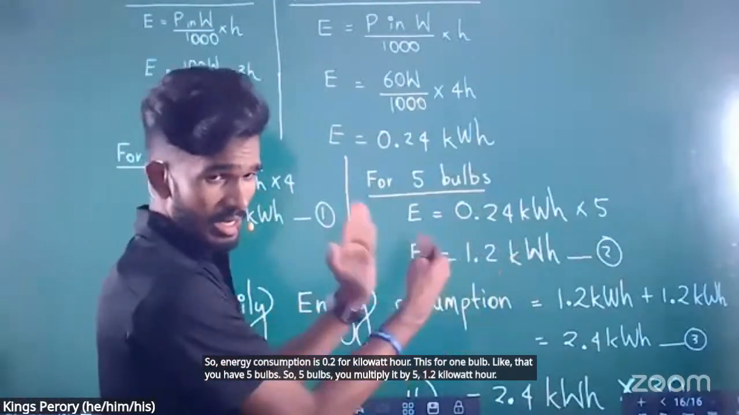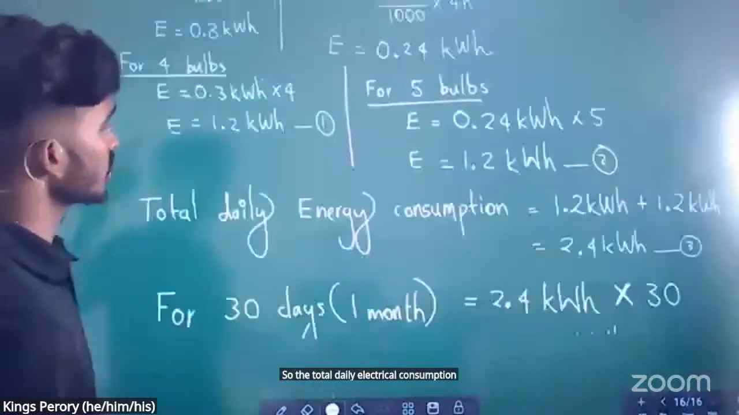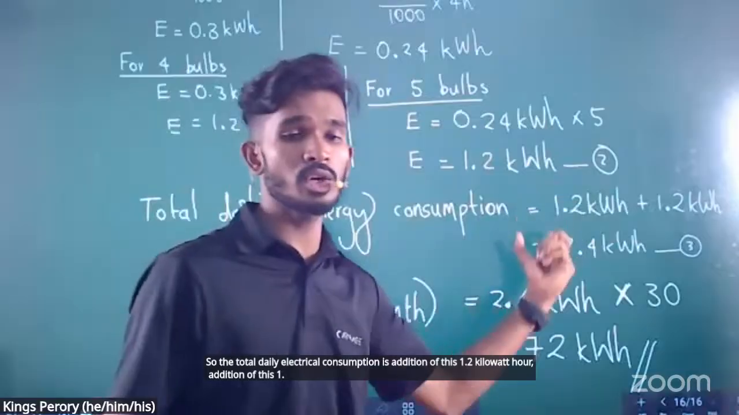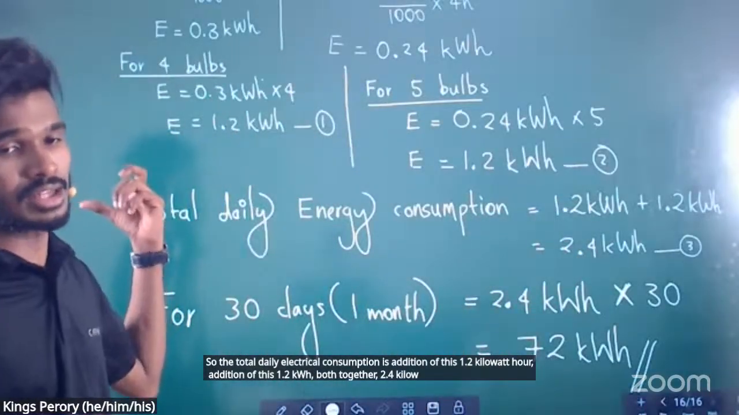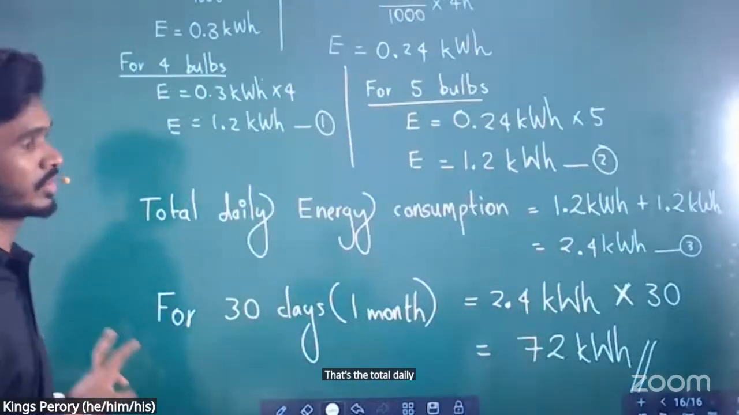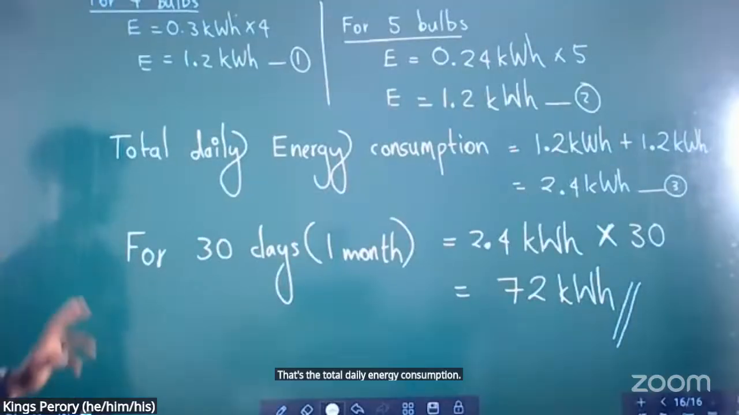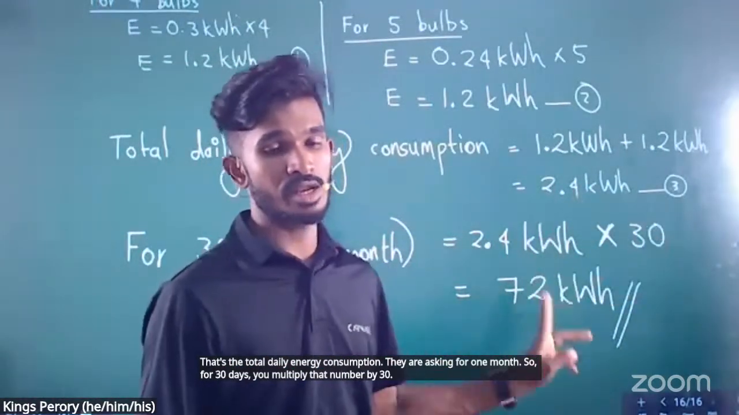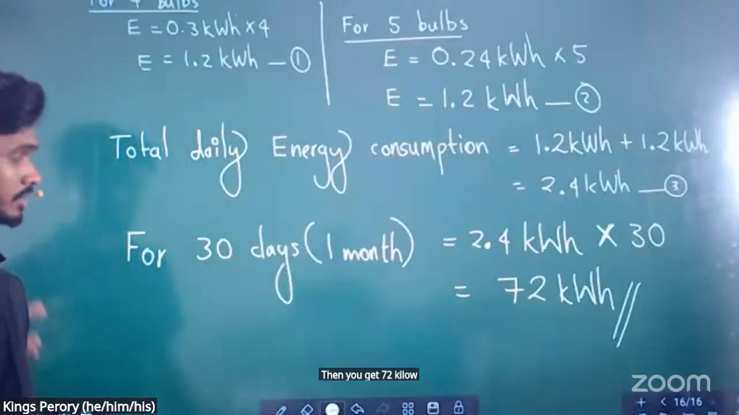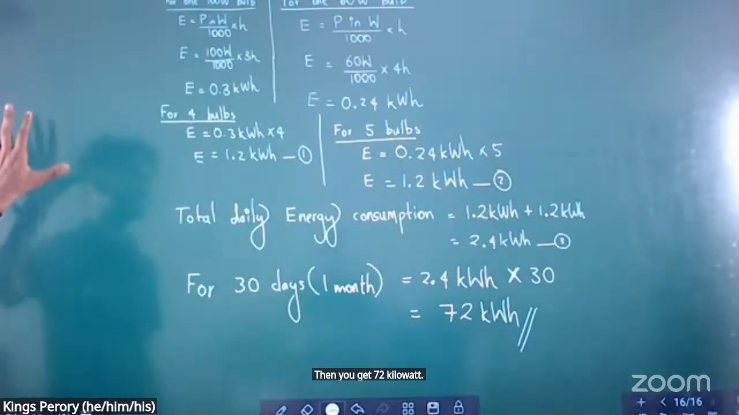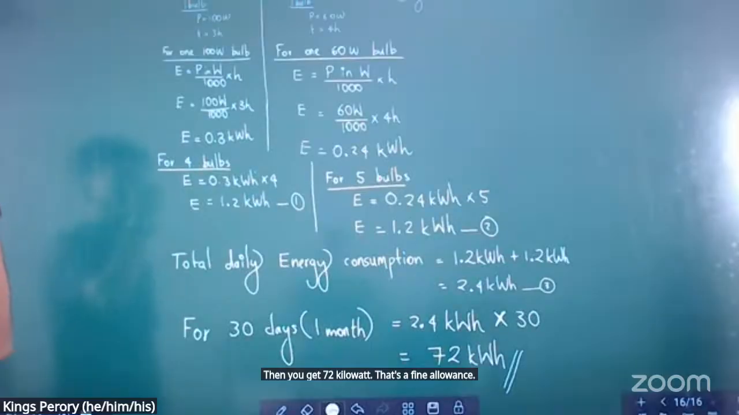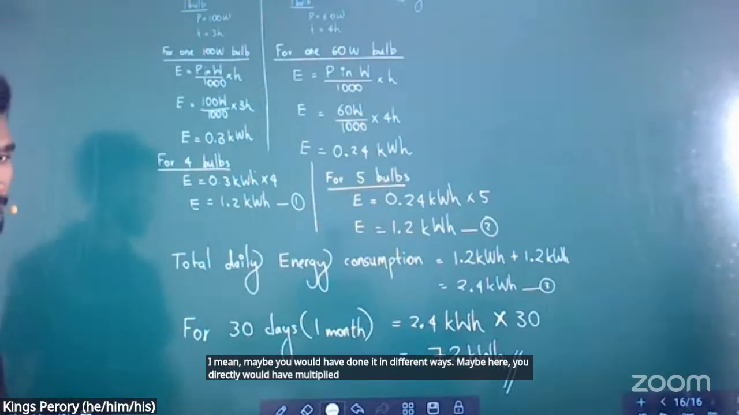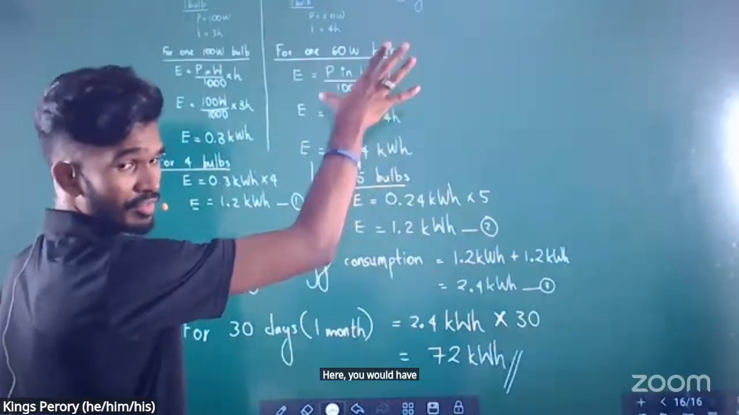So the total daily electrical consumption is the addition of this 1.2 kilowatt hour and this 1.2 kilowatt hour, together 2.4 kilowatt hour. That's the total daily energy consumption. They are asking for 1 month. So for 30 days, you multiply that number by 30, and you get 72 kilowatt hour. That's the final answer. Maybe you would have done it in different ways. Maybe here you would have directly multiplied by 4, and here directly by 5, and found the answer.